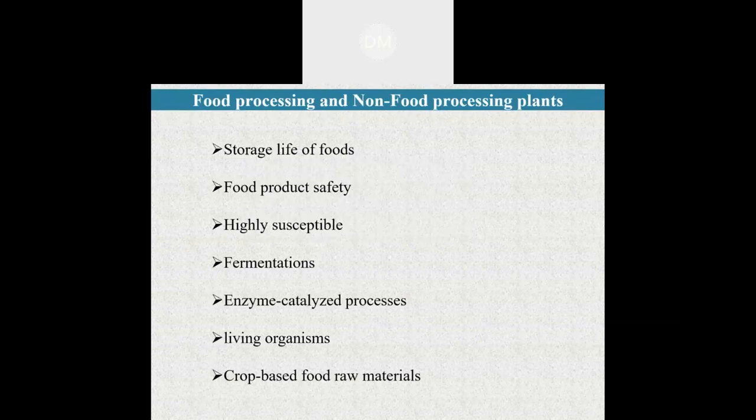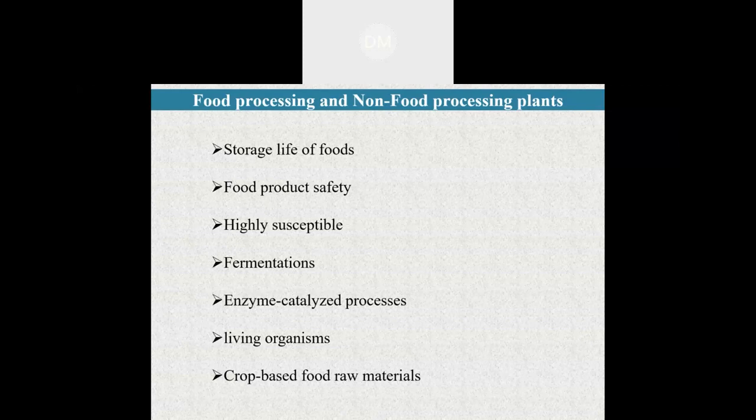Then, food processing and non-food processing plants. What is the exact difference between a food processing and a non-food processing plant? The storage life of food is relatively limited and strongly affected by temperature, maturity of raw material, water activity, pH, initial microbial contamination, and the structure of the product, type of product, and type of raw materials. In other plants, for example the automobile industry, there is no requirement of storage life of the product. So these are the major differences between the food industry and the non-food processing industry.